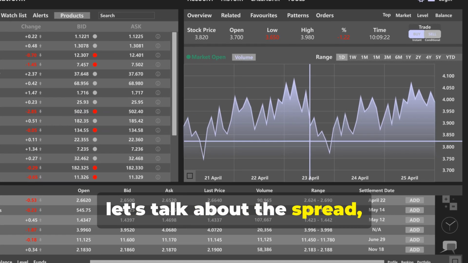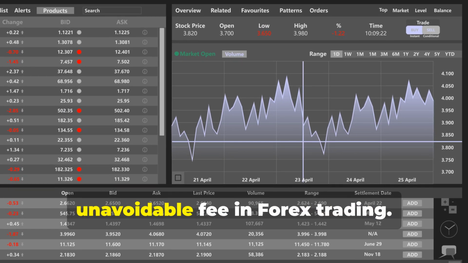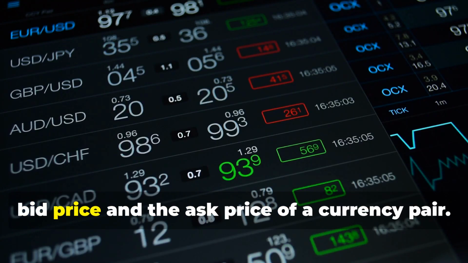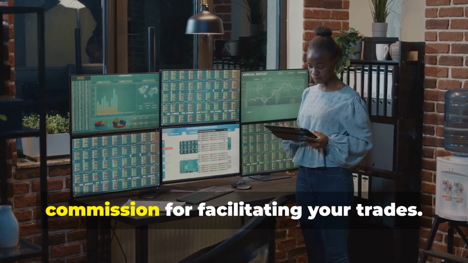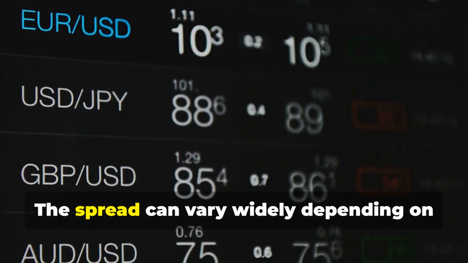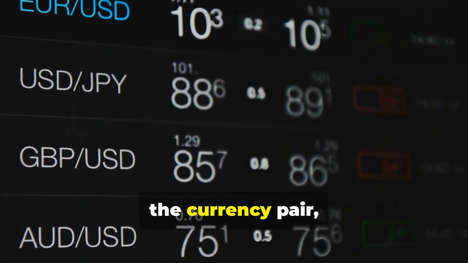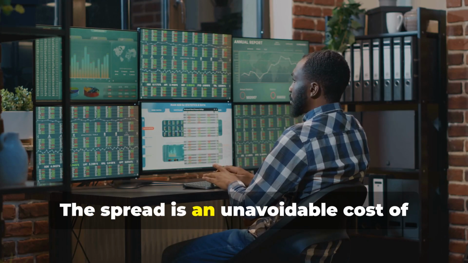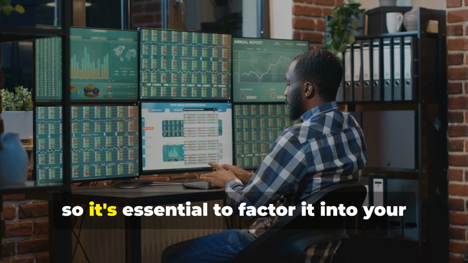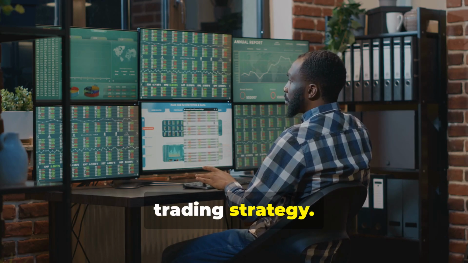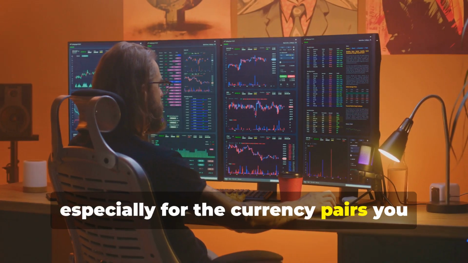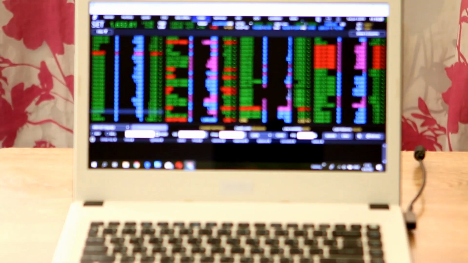Now let's talk about the spread, which is probably the most common and unavoidable fee in Forex trading. The spread is the difference between the bid price and the ask price of a currency pair. It's essentially the broker's cut or commission for facilitating your trades. The spread can vary widely depending on the currency pair, the broker, and market conditions. My takeaway? The spread is an unavoidable cost of Forex trading, so it's essential to factor it into your trading strategy. Look for brokers that offer competitive spreads, especially for the currency pairs you trade most frequently.